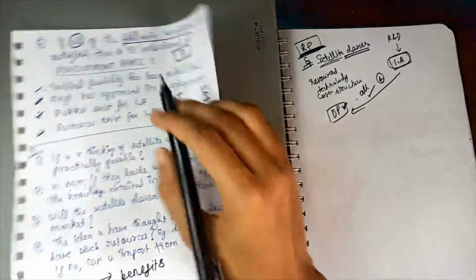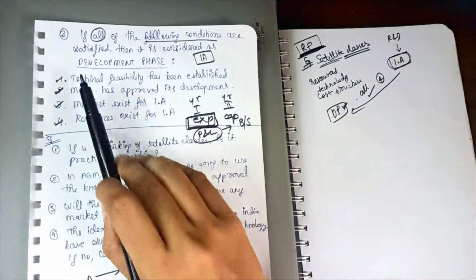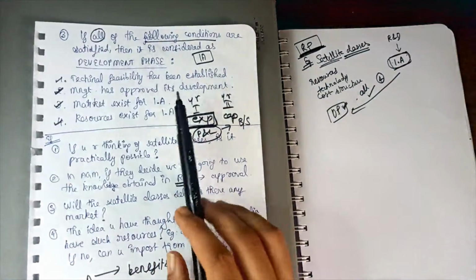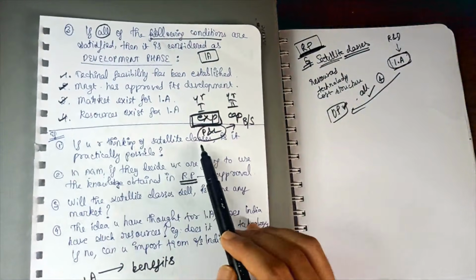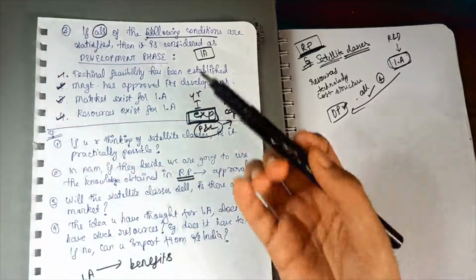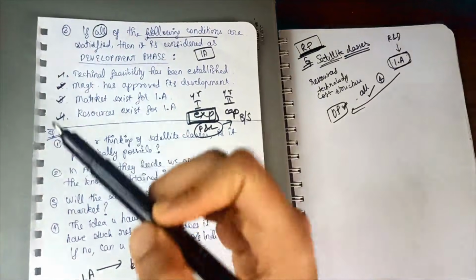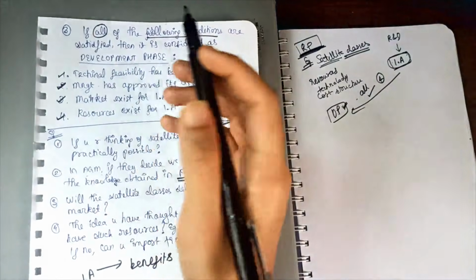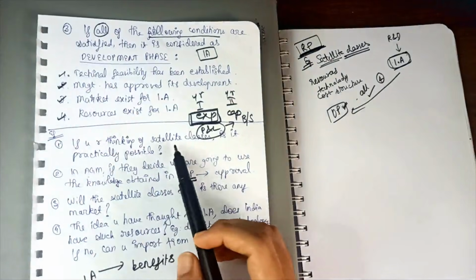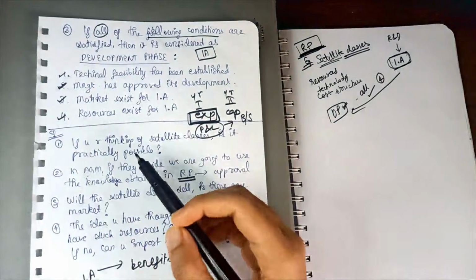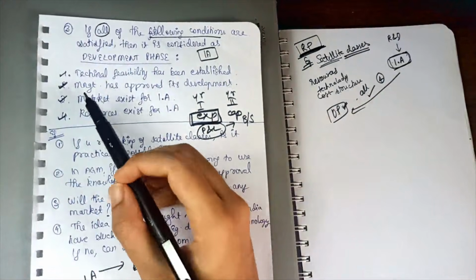So what are the 4 conditions? First condition is whether the technical feasibility has been established. That means if you are thinking of taking up satellite classes, is it practically possible? You have to see, do you have all the technical feasibility, all the technical help and support to start these satellite classes? If yes, then see the second point.